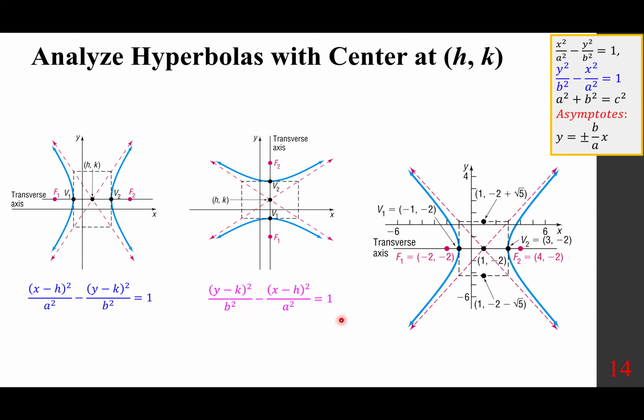And the asymptotes move by h and k. That means you use the same formula, but for y you use y minus k, and for x you use x minus h. That's how you find the asymptotes. Okay? So the methodology is to find the center and then move a units to the right and left, or b units up and down for the vertices. That's the concept.